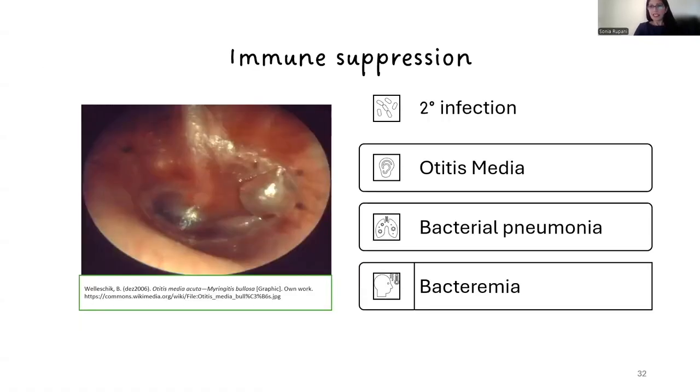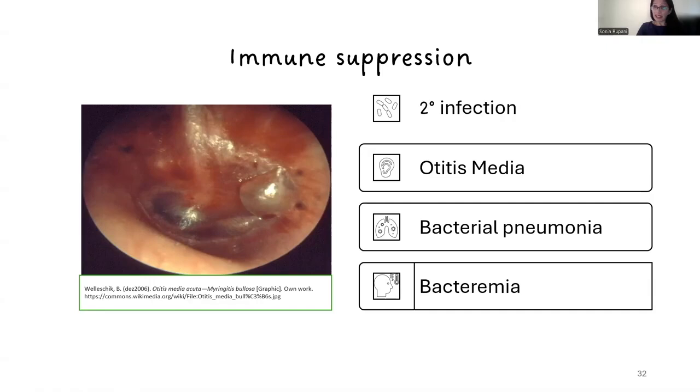Immune suppression: we said that the immune response can be suppressed for up to 6 weeks. One of the most common secondary infections we see after measles is otitis media. Sometimes the otitis media can get severe enough to cause conductive hearing loss, and in some cases even sensorineural hearing loss, leaving the patient with a hearing impairment.